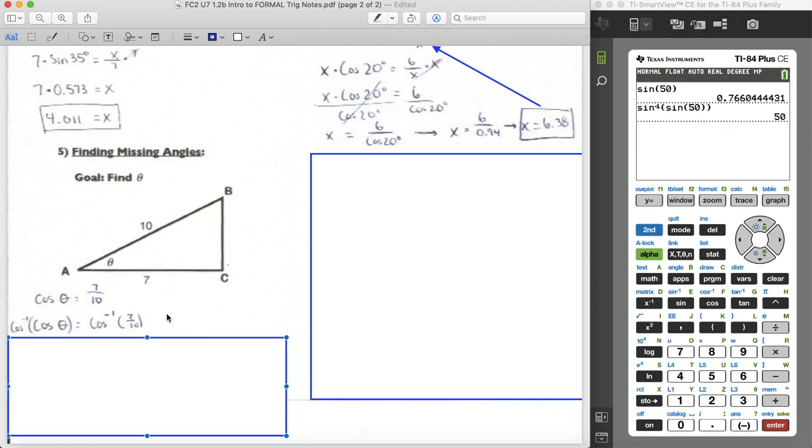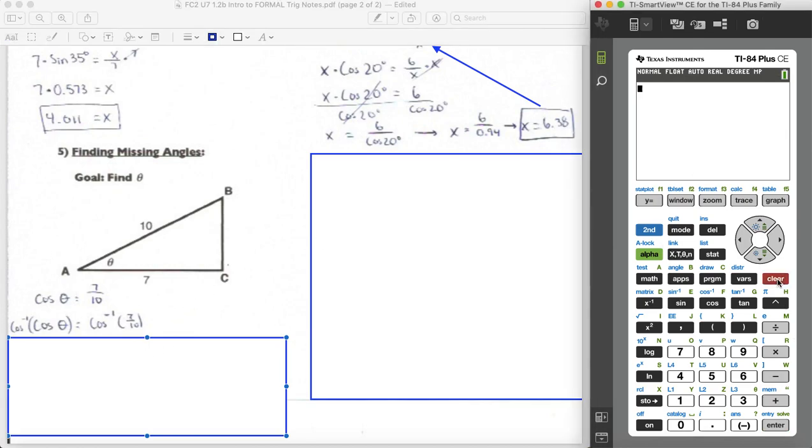So let's do that on our notes. Cosine inverse of cosine will cancel each other out and just leave me with theta. The cosine inverse of 7/10. Let's calculate that. You have to hit second, cosine of 7 divided by 10. If you just did cosine of 7/10, you're going to get a weird number. But anyways, inverse cosine gives me 45.57. So this is my answer.